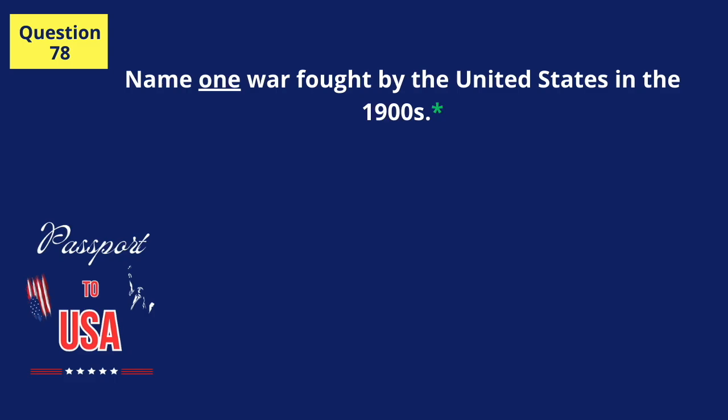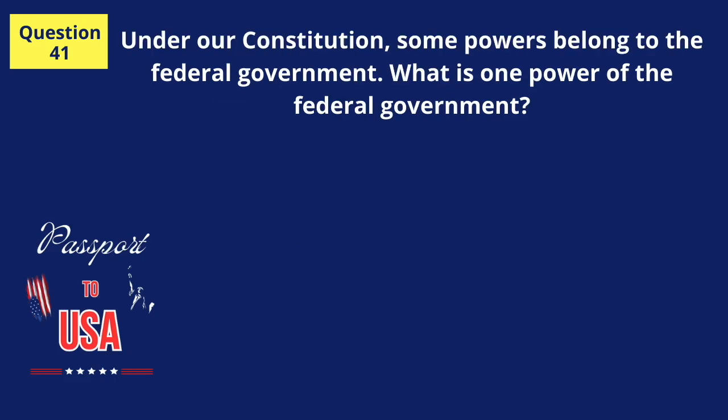Name one war fought by the United States in the 1900s. World War I. Under our Constitution, some powers belong to the federal government. What is one power of the federal government? To print money.